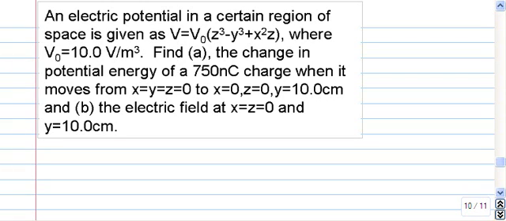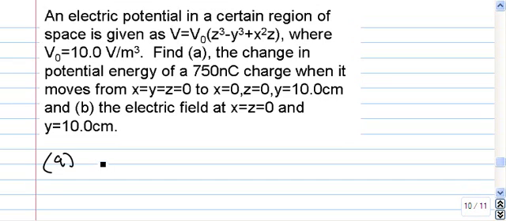Okay, in this sample problem, we're given a particular electric potential in a certain region of space. It's defined for us. We're asked to find a couple of things. First, we're asked to find the change in potential energy of a charge that moves in this electric potential. And then we're asked to calculate the electric field at a particular point. Well, let's do part A first.